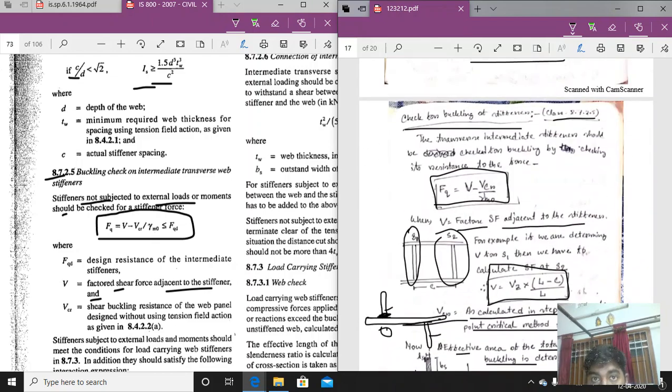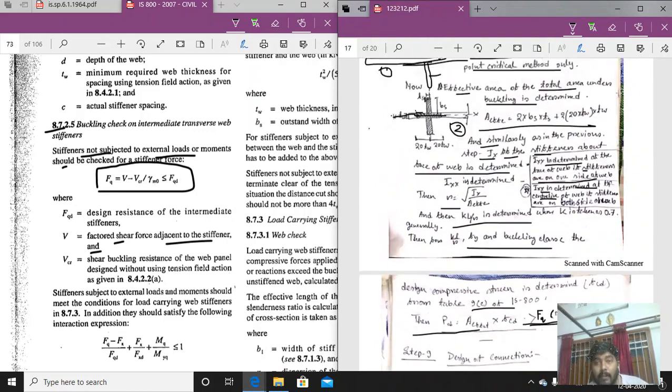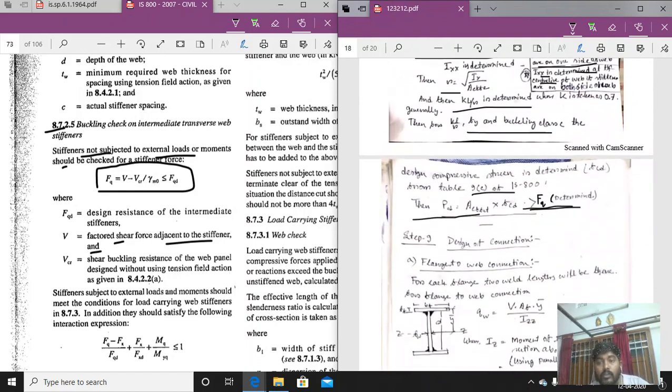It should be more than the value of F_q, that is the shear force coming to the stiffener. We have determined the value of F_q here, so it should be more than that value of F_q. If it is not, then we have to check again and take another section for the transverse stiffeners. So this completes the design of the stiffeners, end bearing and transverse. Then comes step number 9.